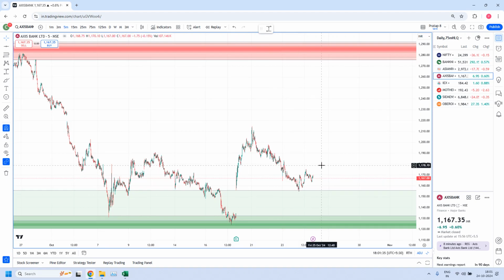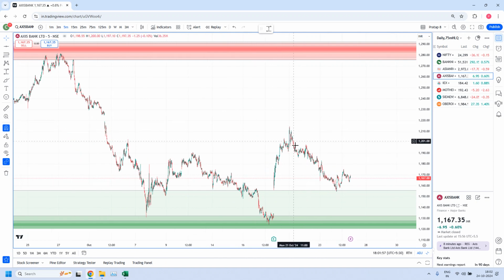See, lesson 22, very powerful concept: lower time frame zone as a horizon to the higher time frame zone. Many successful trades we got from this concept. But today we didn't get a trade from this zone. But today we got the trade from Siemens, right? Siemens is a 5-minute zone only. We got the third trade. So Axis Bank we didn't get a trade.